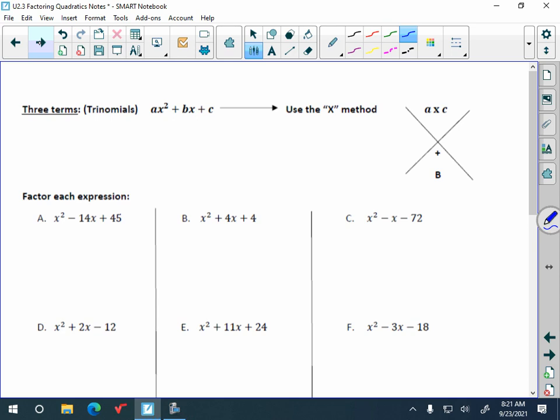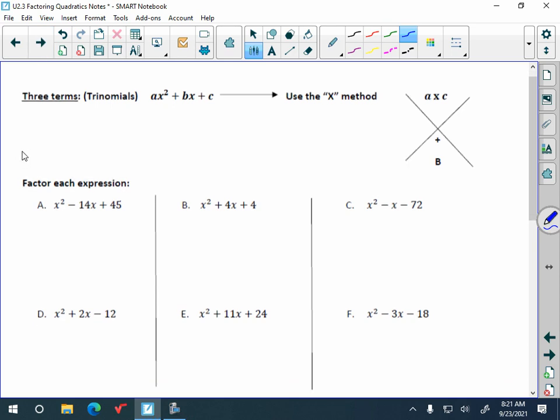All right, now 3 terms. So 3 terms, we have a trinomial. The standard form of a trinomial is ax squared plus bx plus c. So when we factor a trinomial, the idea is to multiply the first number in front. Remember, this has to be in descending order. So the first number and the last number get multiplied together. That number is going to go on top. And then the middle number, that b part, that's going to go on the bottom. So we need 2 numbers that multiply to the top number and add to the bottom number.